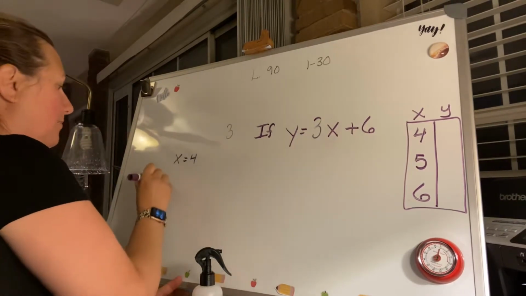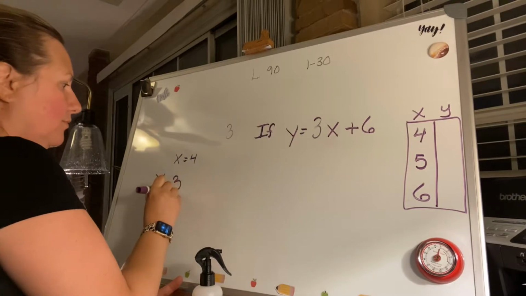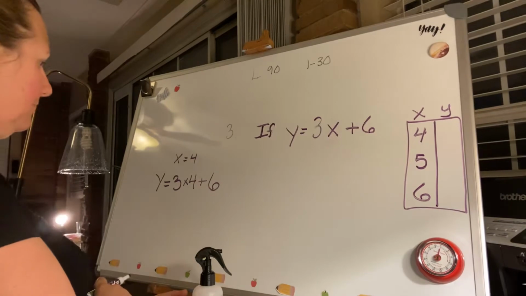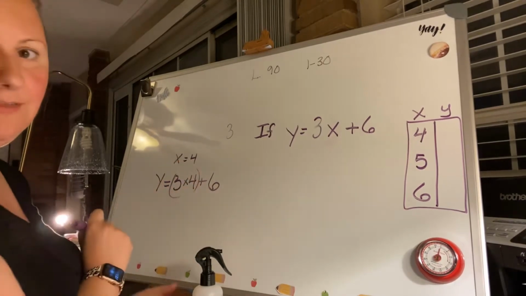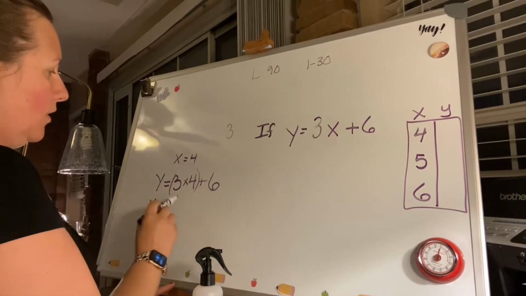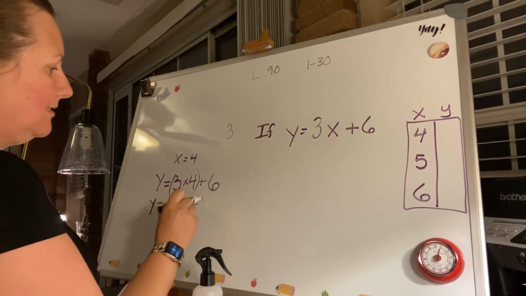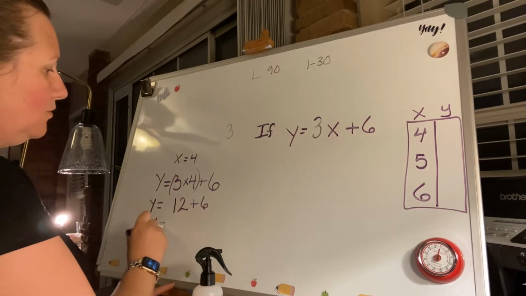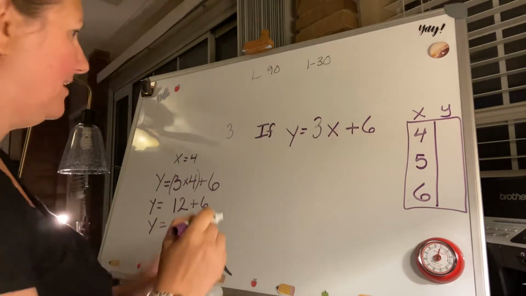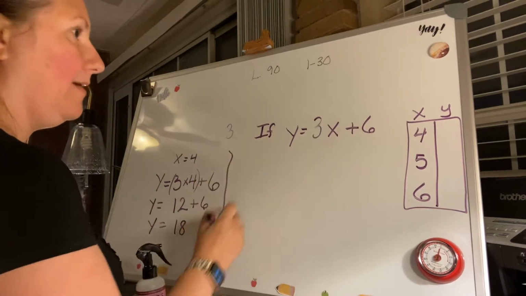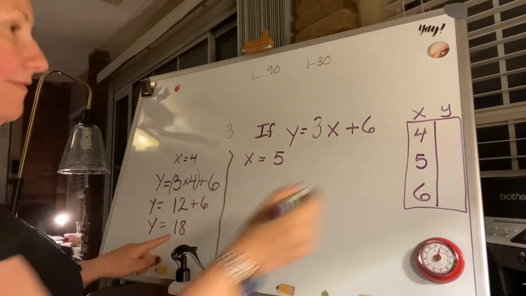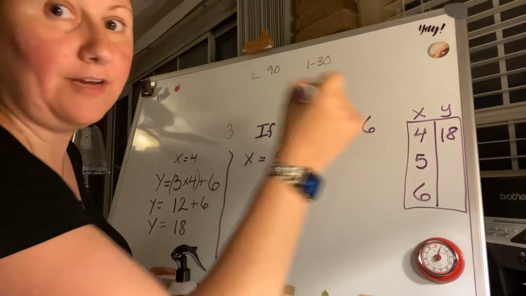Okay, so our problem is y equals 3 times 4 plus 6. Okay, I'll put it in parentheses to make it easy to see. So now let's continue on. Y equals 12 plus 6. So in this case, y is 18. Okay, now let's do, what about when x is 5? Okay, we found out that y was 18 over here.